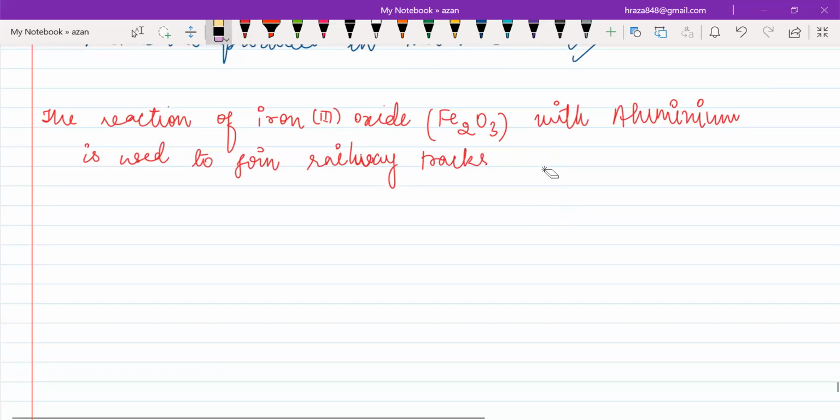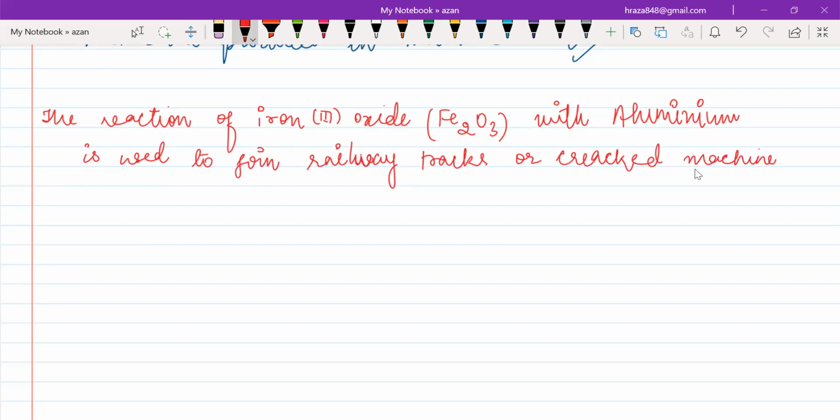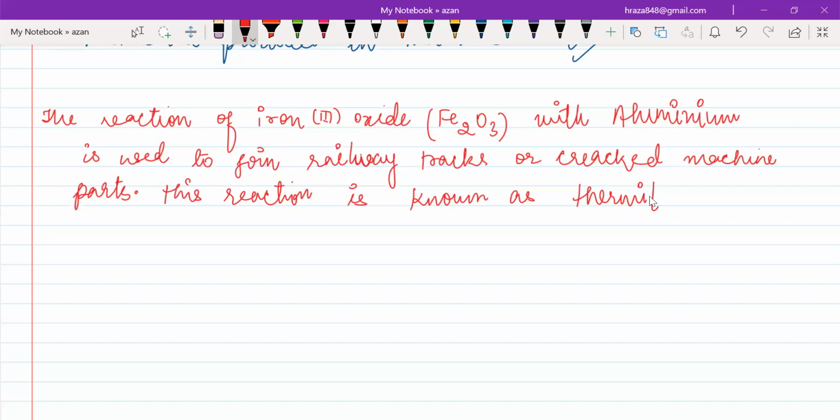or cracked machine parts. This reaction is known as the thermite reaction. It evolves a lot of heat energy that will convert the cracked part into molten state and then help to join the railway tracks or cracked machine parts.